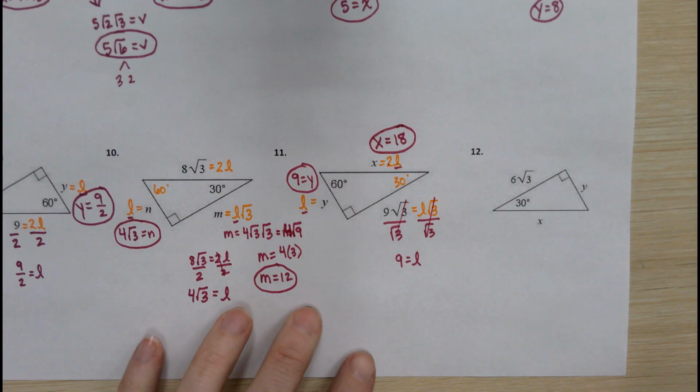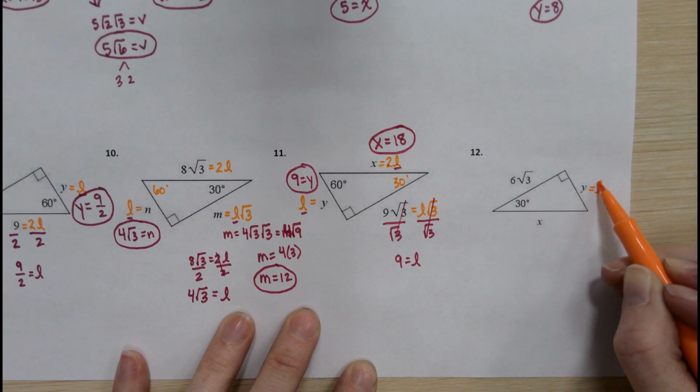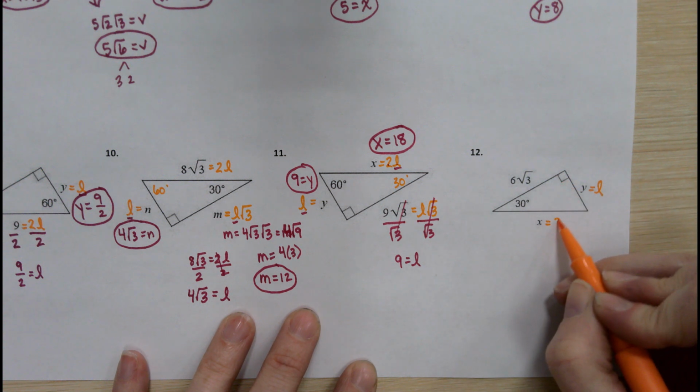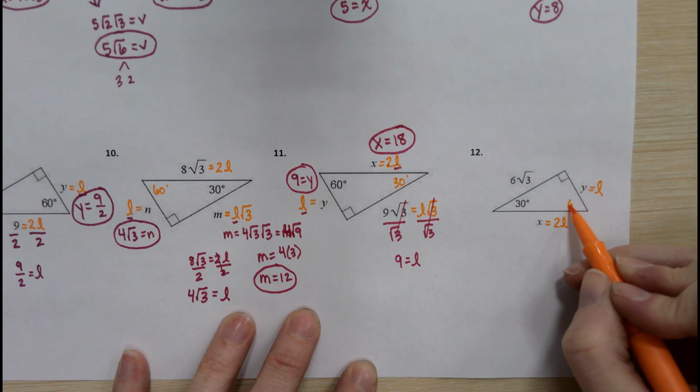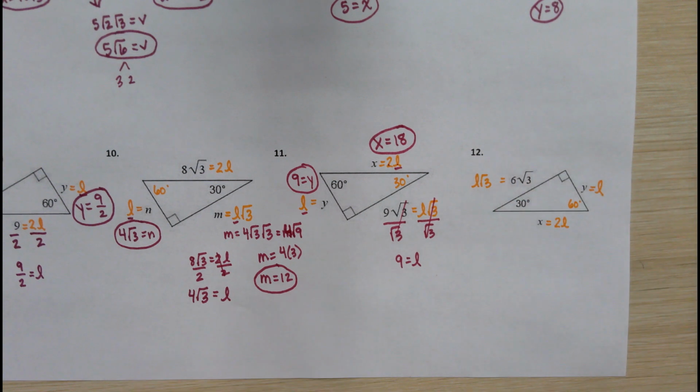All right, last one on this page. We've got our 30, which means across from there will be our shortest side equal to L. Across from the 90 will be equal to 2L. And then across from the 60, that third side will be equal to L root 3.